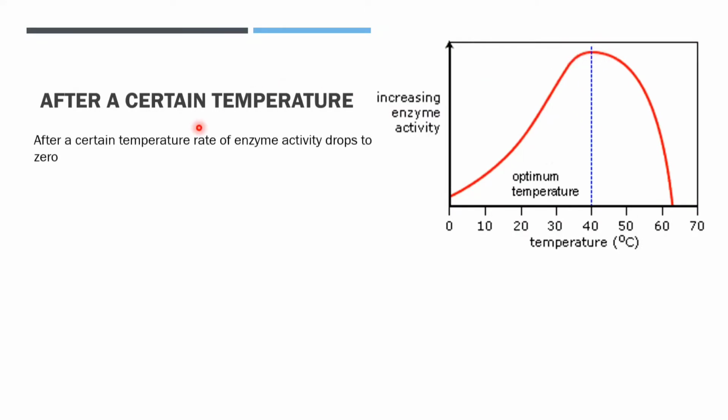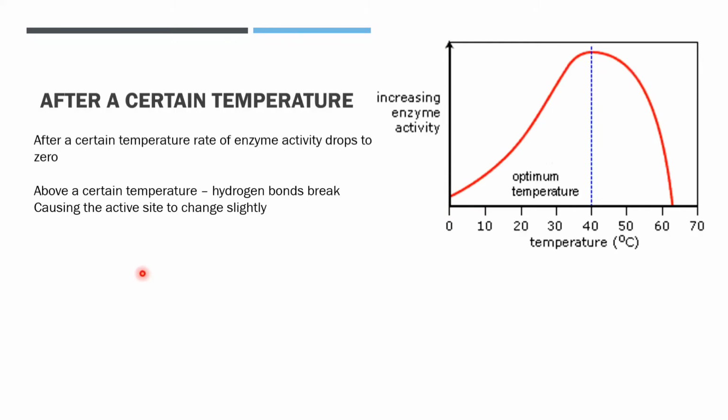After a certain temperature, the rate of enzyme activity drops to 0. This is because above a certain temperature, hydrogen bonds and other bonds in the active site start to break. This makes the shape of the active site change slightly, meaning that the enzyme is no longer complementary to the substrate. And this means that it cannot fit onto it and form an enzyme-substrate complex.